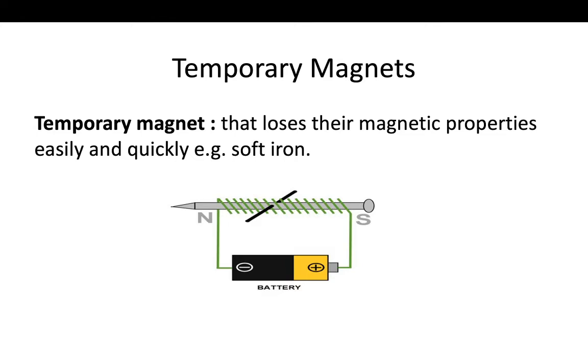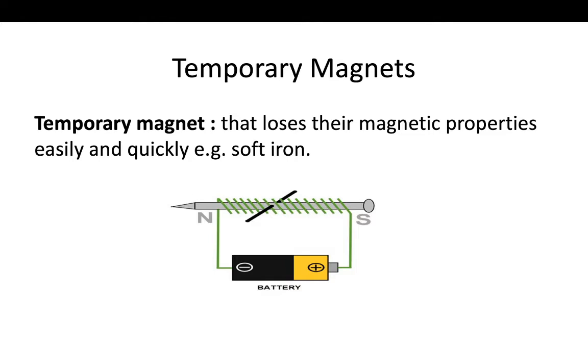Temporary magnets are those which lose their magnetic properties easily, after some time or after ending some specific process. If we attach a steel nail to a battery, one end of the nail, the positive side of the battery, will be a south pole and the negative a north pole. So the nail will act as a magnet as long as it is connected with the battery.